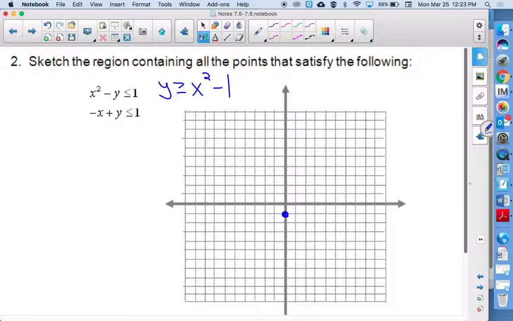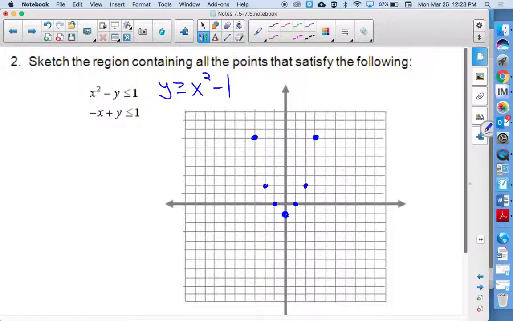And then you're squaring x. So from this point, if x is 1, 1 squared is 1. If I go right 2, 2 squared is 4. Right 3, 3 squared is 9. And then going the other direction as well. Negative 1 squared is still 1. Negative 2 squared is 4. Negative 3 squared is 9.